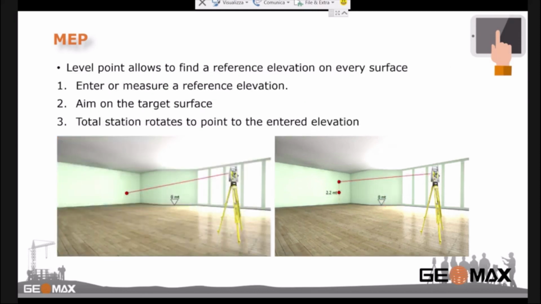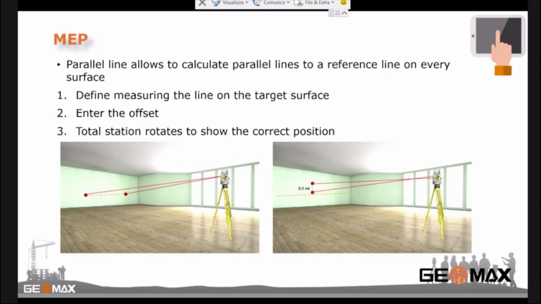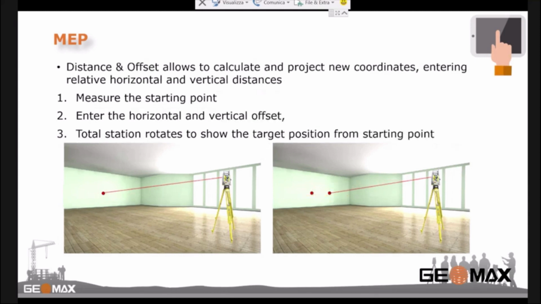Another possibility is to select a level point. Starting from a reference elevation, we can measure a point and then move the TPS to a random position, vertical or horizontal, and the software will automatically redirect the TPS to the corresponding point position. Parallel line is a functionality that allows us to work with a reference line, and starting from it we can define the corresponding parallel line by defining an offset.